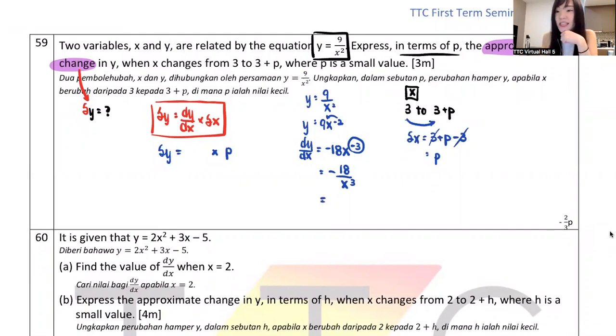Then now I will sub the x inside. Guys, sub which x value? Thank you, ZannYu. My dear, remember, you will always sub the old one, because the old one will always be the original one. The new one can be different in different questions, but the old one will always be the same. So that's why you will always sub the old one, which is 3. Negative 18 divided by 3 cubed, I get negative 2 over 3. That is my dy dx. So my dy dx is negative 2 over 3, times p, I get negative 2 over 3 p.